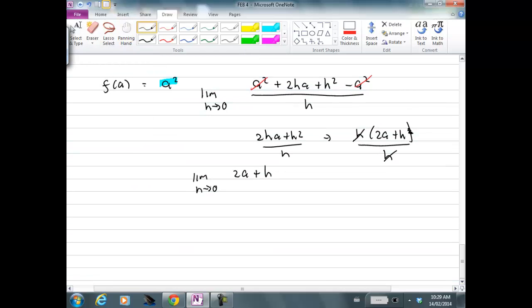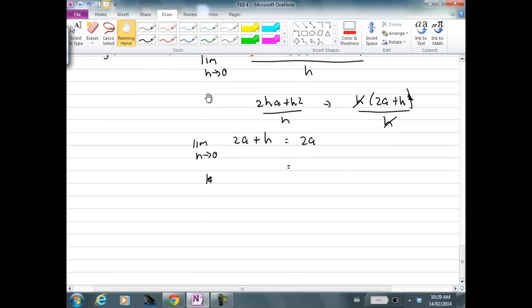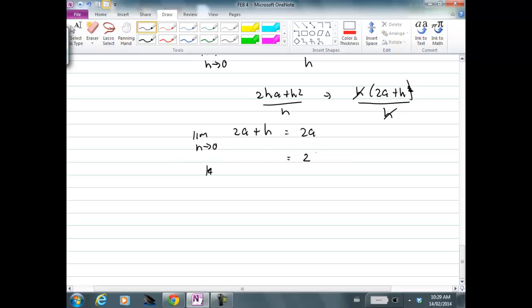So what this really becomes is the limit. My limit really is 2a, because I let h be 0. I know a is equal to 1, so now you can go back and sub in. I go 2 times 1, which gives me my slope, which is exactly what we found last time.